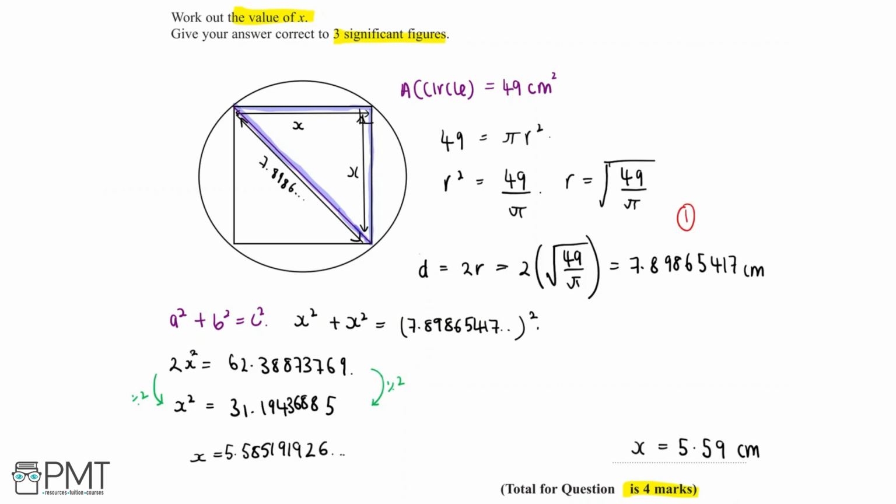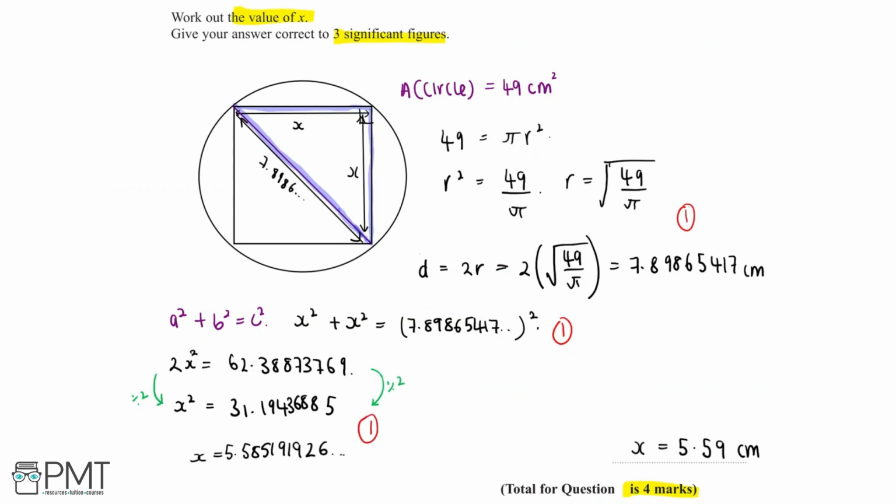Now that second mark is for setting up an equation using Pythagoras. We said that a squared plus b squared equals c squared, and so x squared plus x squared is equal to the diameter squared, which we set up over here. Now that third mark is for rearranging to find x squared is equal to 31.194368885.